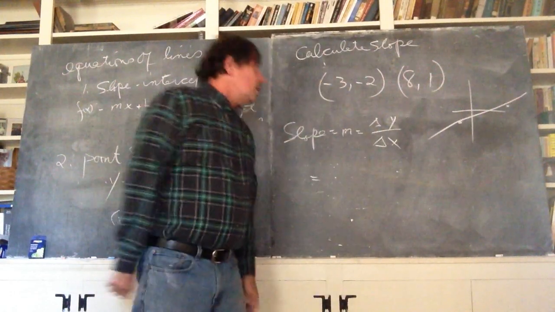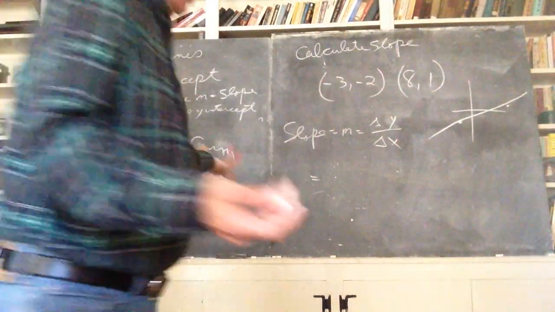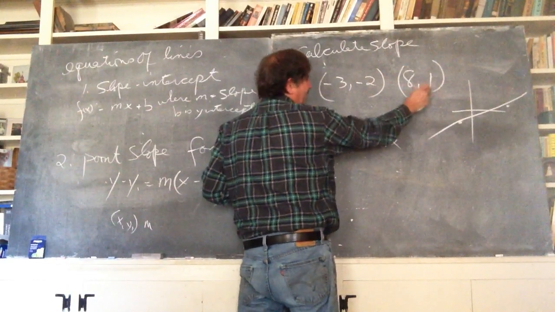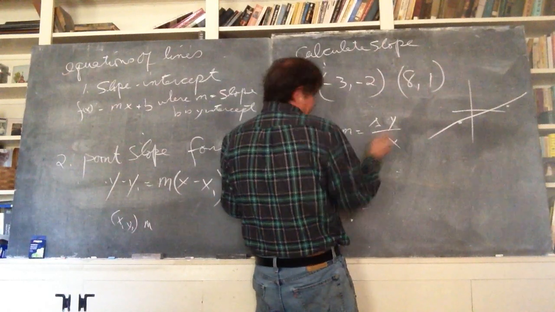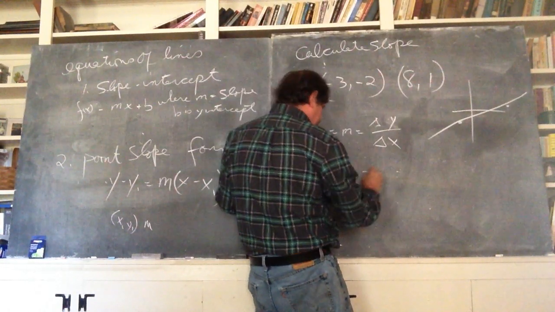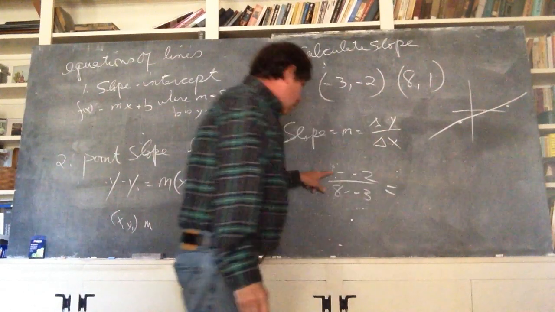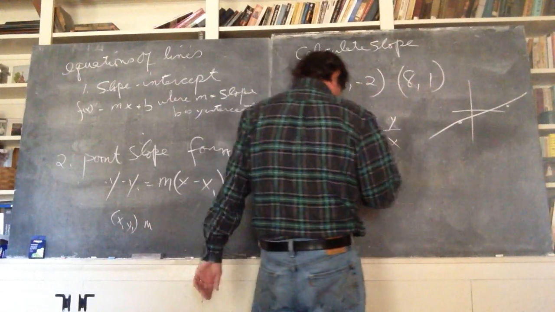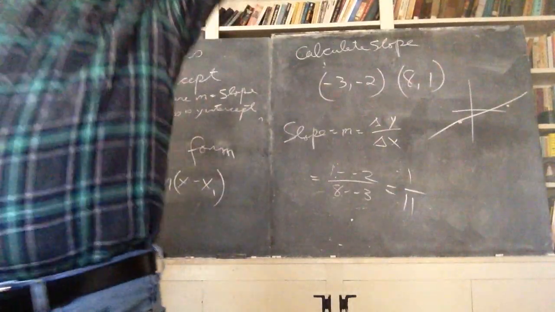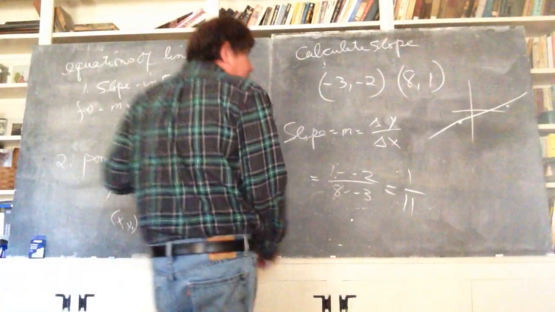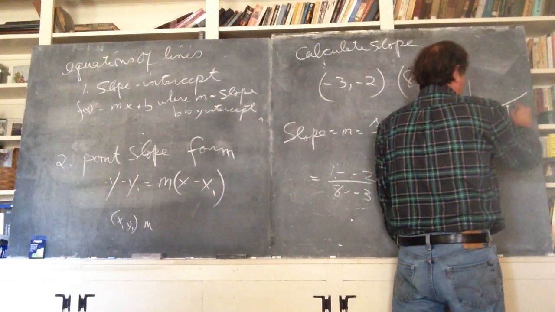Now, you can subtract from here to here. If one's written on the right and the other's written on the left, I take the right one as this is x2, y2. It doesn't matter which one you use, but I always use this one. 1 minus negative 2, and then 8 minus 3. Let's see, 1 minus negative 2 is 3, and 8 minus 3 is 5. So the slope of that line is 1/11. And all we're saying is, for every 11 that goes that way, it goes 1.